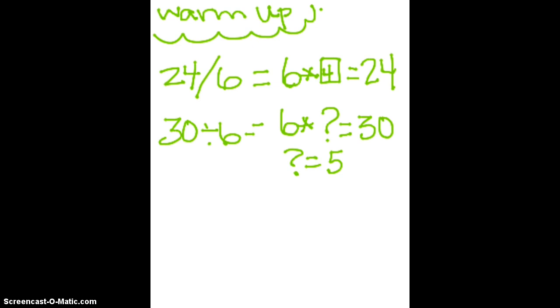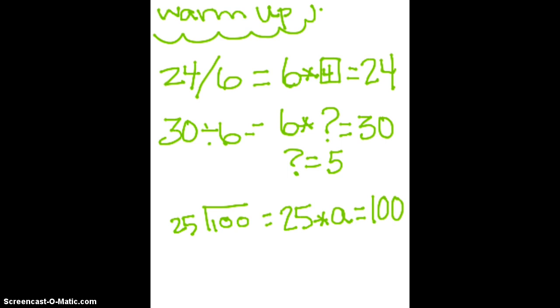All right, so for that last one, 100 divided by 25. If we were thinking multiplication, we would think 25 times what number, and I'll use A as my variable this time, equals 100. And then can you figure out what A would equal? A would equal 4. Nice job on the warm-up.